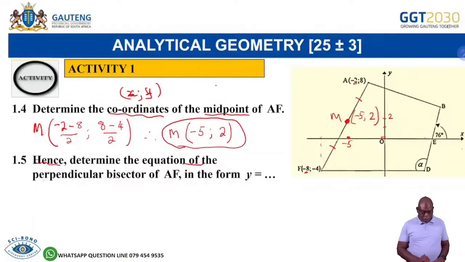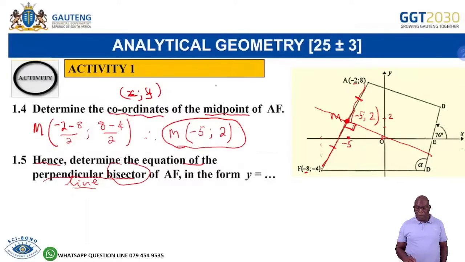Determine the equation of the perpendicular bisector. Now, perpendicular bisector is nothing else but a straight line. But what kind of straight line is that? It's a line that is going to go through this and bisect this, obviously, because this is the midpoint. Perpendicular means it forms 90 degrees. So the perpendicular bisector is that line. It bisects this line, so bisector, and it's perpendicular, meaning that it forms 90 degrees.